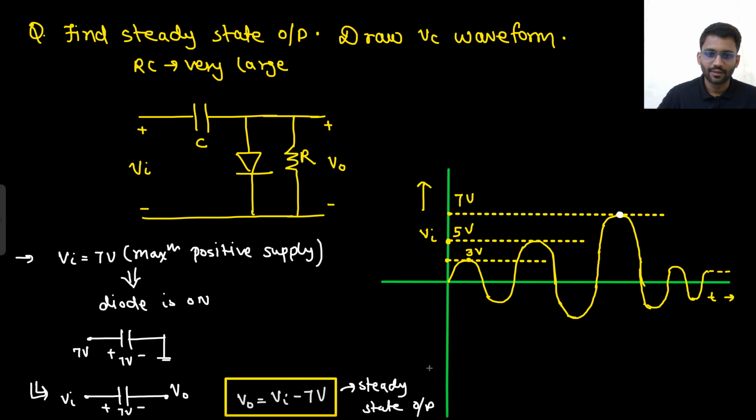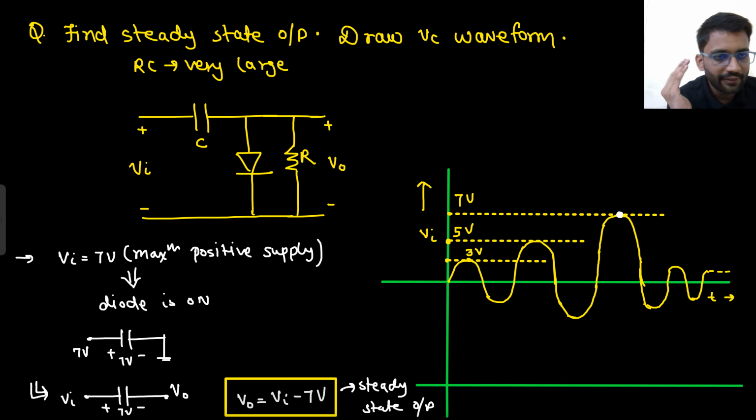Yeah, okay. Now here we are drawing the final output. Look what is happening. When V in is greater than 0, the diode will turn on. At this point only the diode will turn on. So what will happen? The capacitor voltage, this is VC actually.